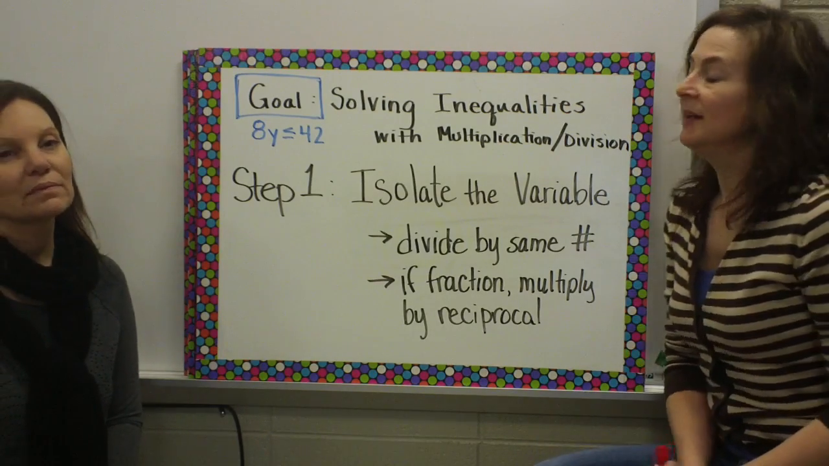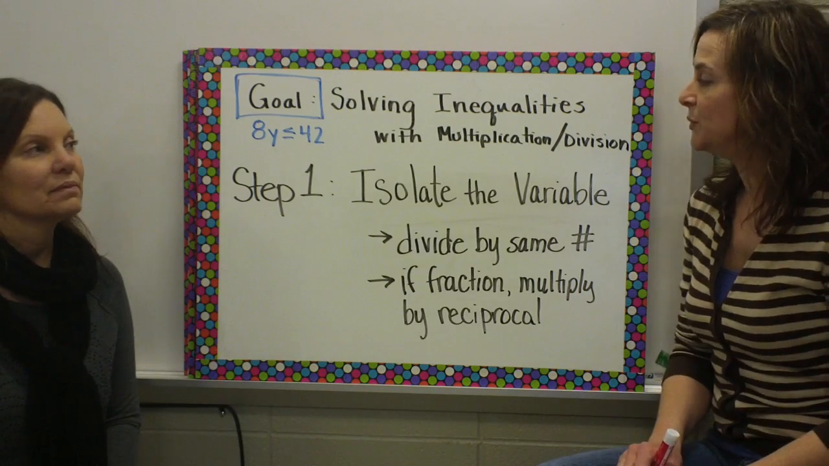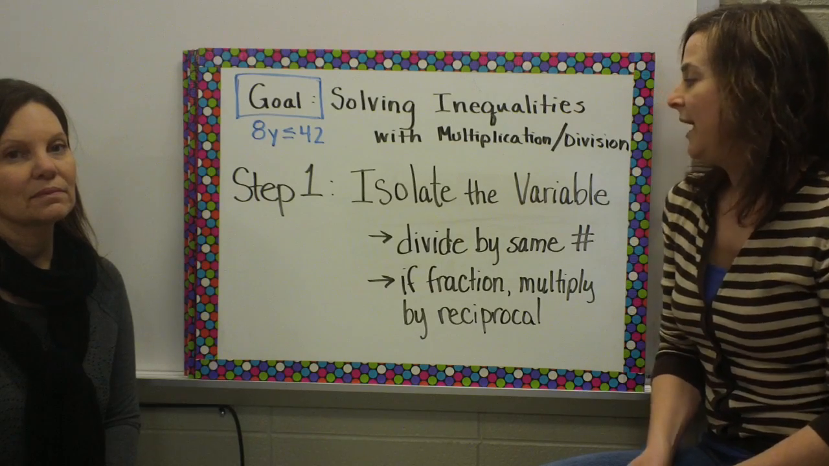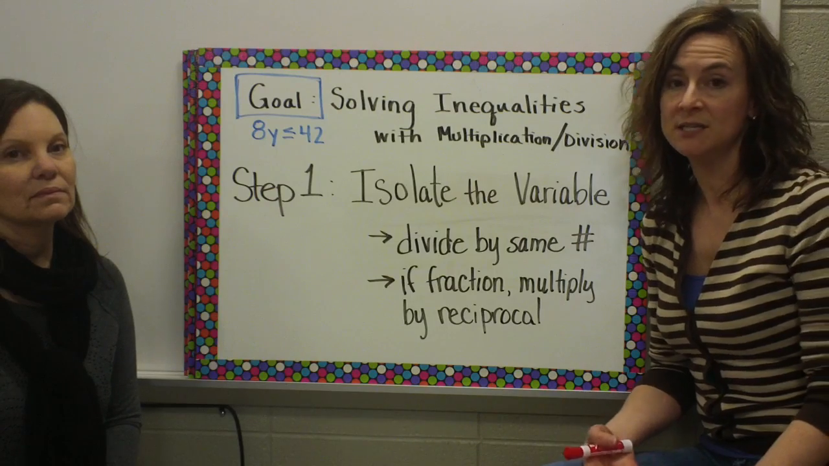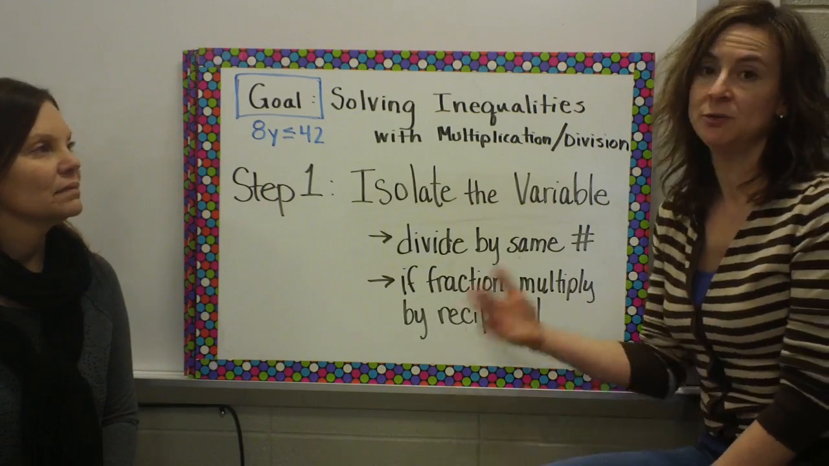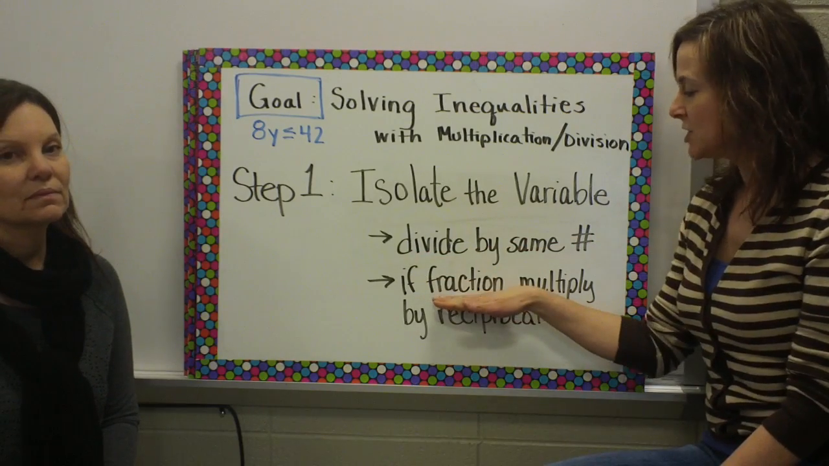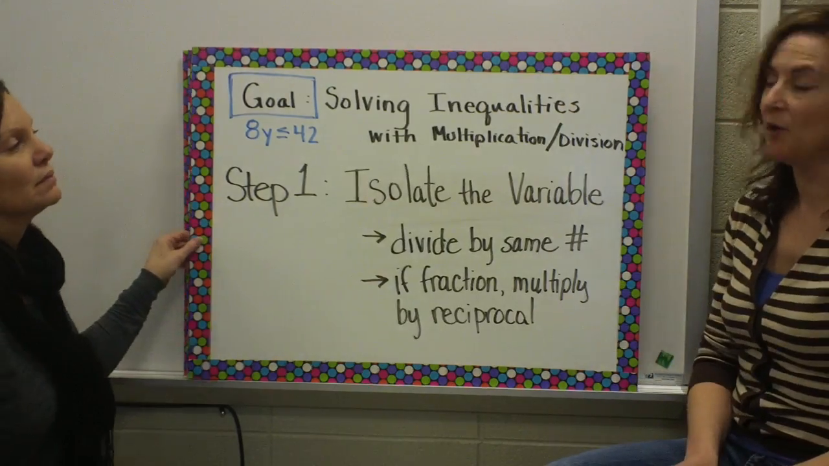Step 1 is isolate the variable. And isolate means to be alone, so we want to get the variable alone. And remember that when we did this with equations, if you are multiplying, you do the opposite and divide by the same number. If you have a fraction, to get the fraction away, you would multiply by the reciprocal.